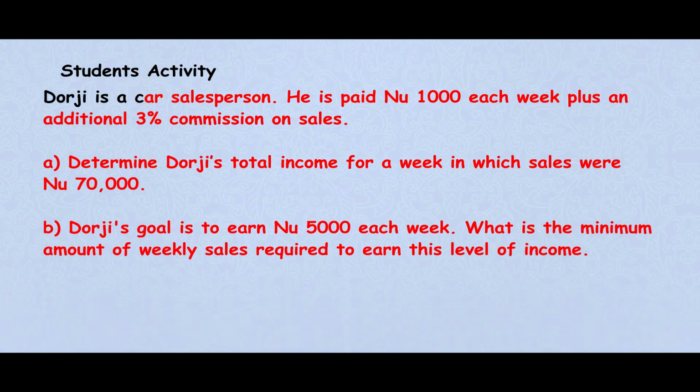So next, I have one question for you. Please solve this question. Dorji is a car salesperson. He is paid Nu 1,000 each week plus an additional 3% commission on sales. A. Determine Dorji's total income for a week in which sales were Nu 70,000. B. Dorji's goal is to earn Nu 5,000 each week. What is the minimum amount of weekly sales required to earn this level of income?